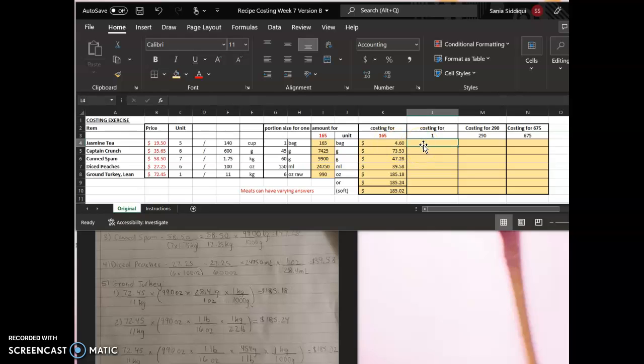So the way we do this is we're going to press an equal sign, and we're going to take our jasmine tea, which is $4.60, and divide that by 165. And because we want all of the other units to divide by 165, as we did before for this column right here, column I, you guessed it, we're going to do absolute cell referencing. So we're just going to hit F4 on our key.